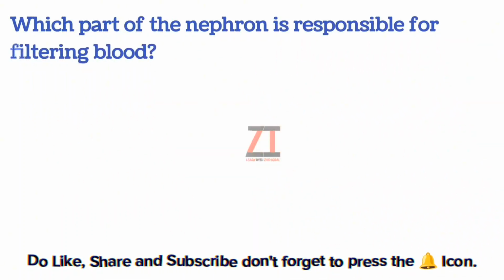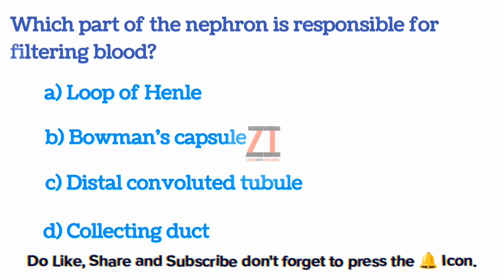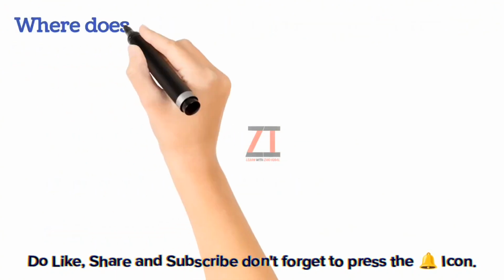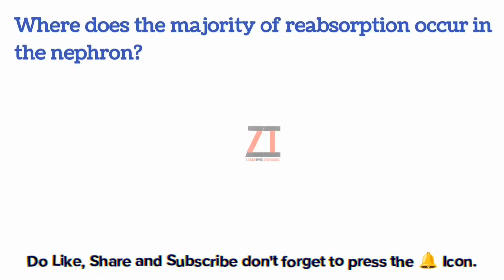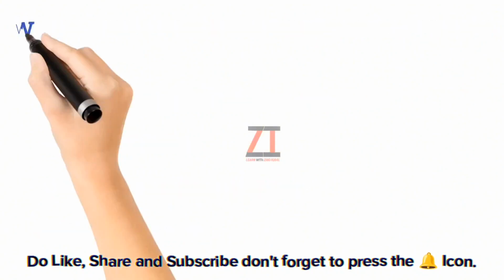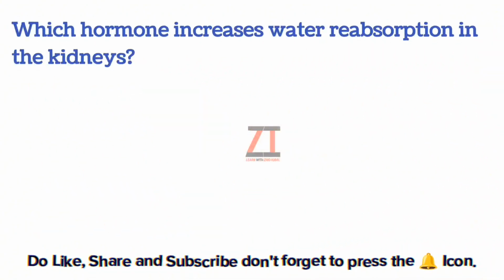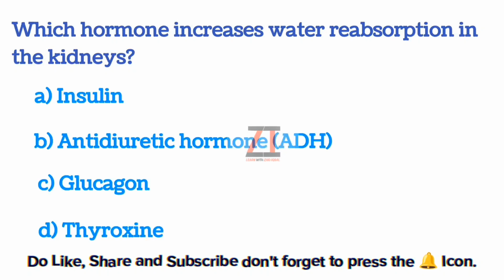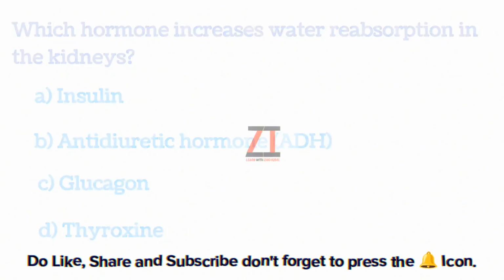Second question is, which part of the nephron is responsible for filtering blood? Right answer is option B, Bowman's capsule. Where does the majority of reabsorption occur in the nephron? Right answer is option A, proximal convoluted tubule. Which hormone increases water reabsorption in the kidneys? Right answer is option B, antidiuretic hormone ADH.